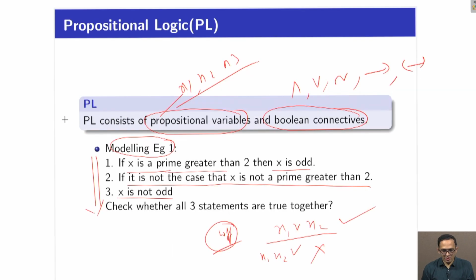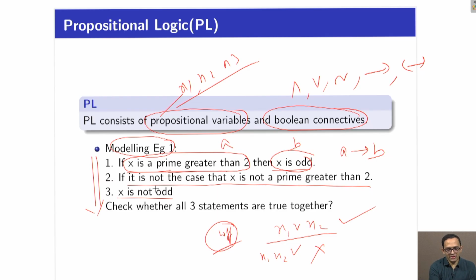Okay. So, now let us check here. What I have done here is, I say x is a prime greater than 2 is my A, right, and x is odd is my propositional variable B. So, now I can easily model this English sentence, right. That means A implies B. So, A implies B, now model this first English sentence, right.